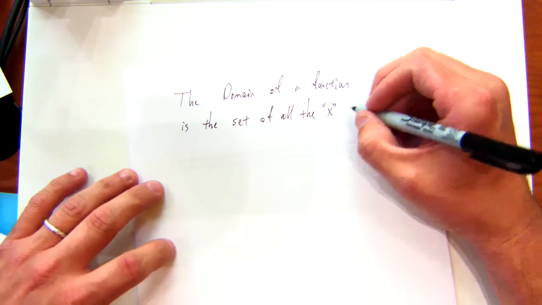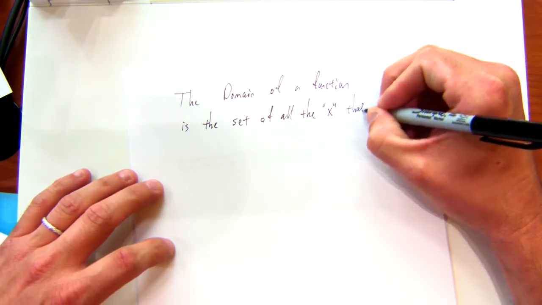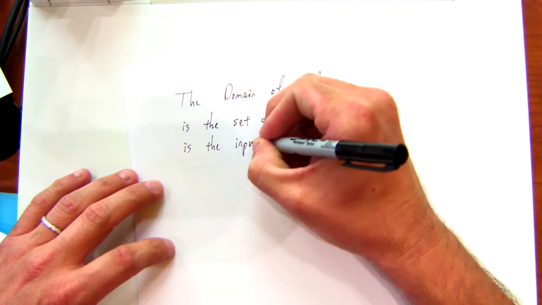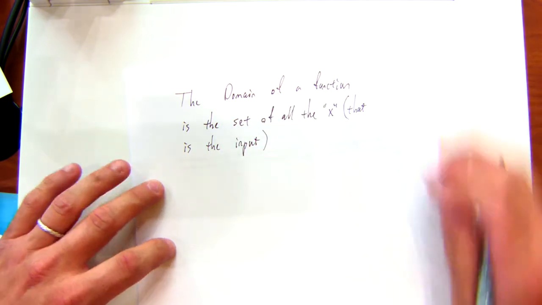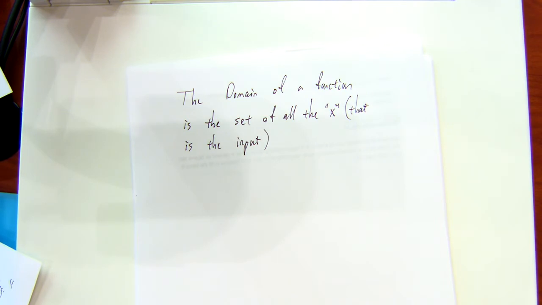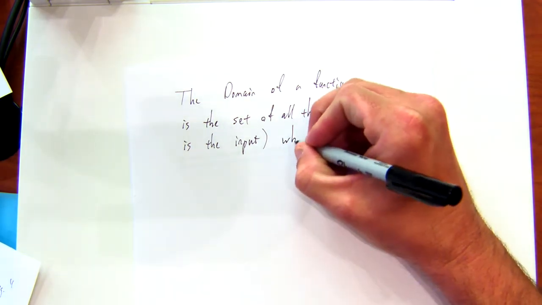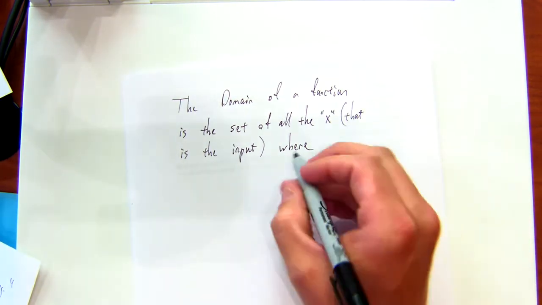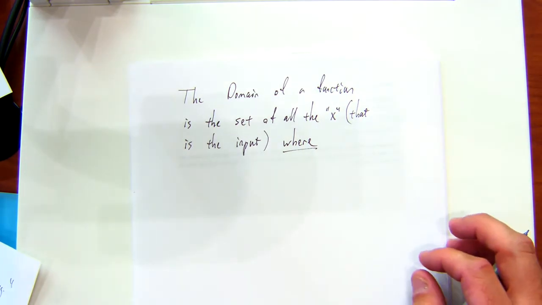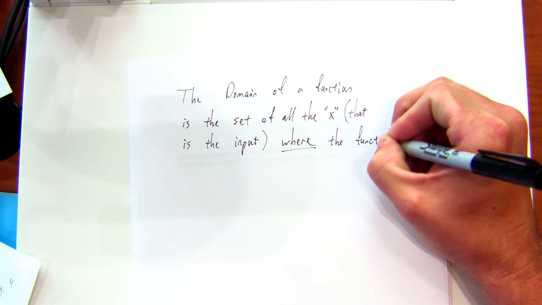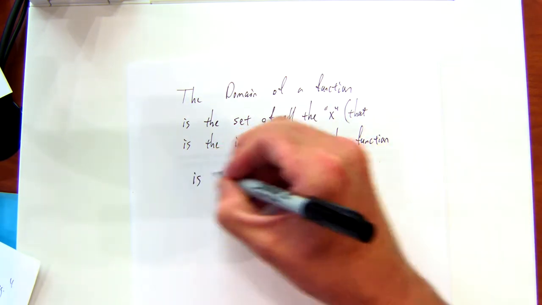Okay, that is the input, right? All the x's are the input. Now there's a stipulation that I haven't talked about here, okay? But it's the set of all the x's where, and here's the stipulation or that idea that you need to know, where the function is defined.